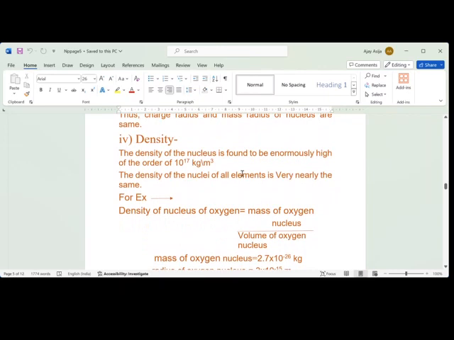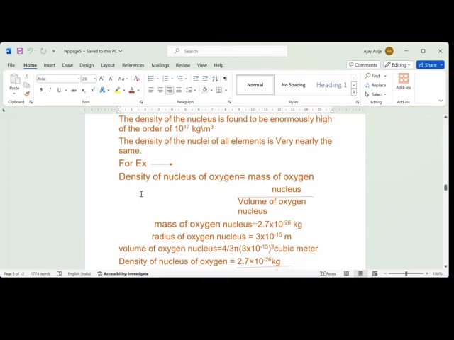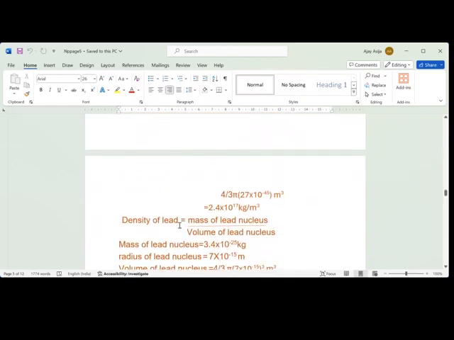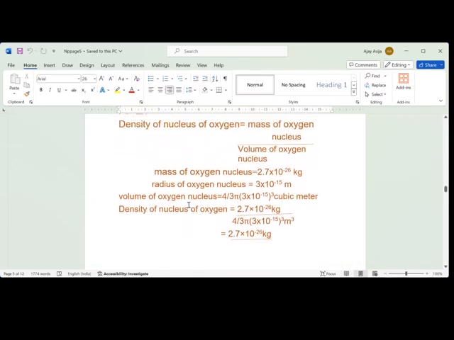Let us move to the next property, that is density. The density of the nucleus is found to be enormously high, of the order of 10^17 kilogram per meter cube, which is very high. So the density of the nucleus is very high. The density of nuclei of all the elements is very nearly the same. We can prove it from here. We will find the density of the oxygen nucleus first, and then the density of the lead nucleus, and we will see that the density comes out the same in both cases.